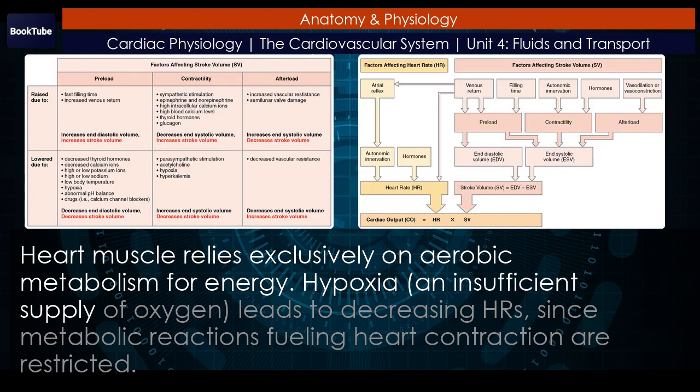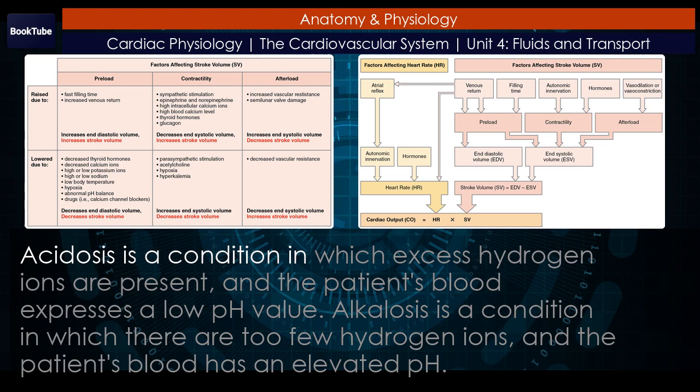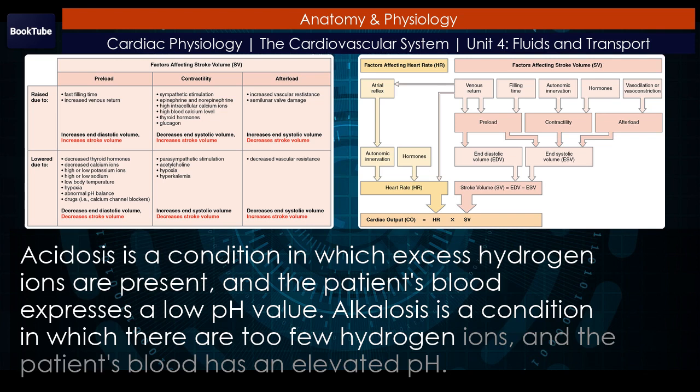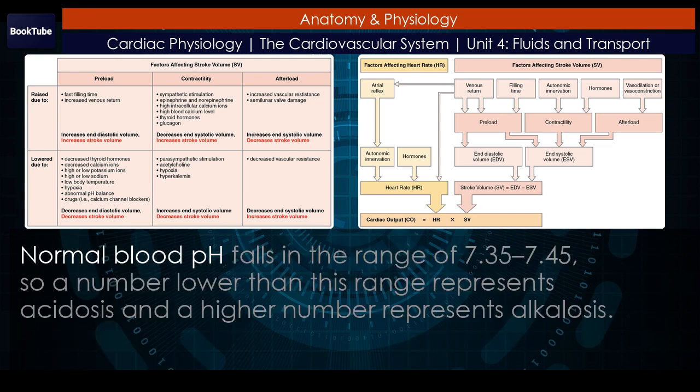Hypoxia, an insufficient supply of oxygen, leads to decreasing HRs. Since metabolic reactions fueling heart contraction are restricted, acidosis is a condition in which excess hydrogen ions are present, and the patient's blood expresses a low pH value. Alkalosis is a condition in which there are too few hydrogen ions, and the patient's blood has an elevated pH. Normal blood pH falls in the range of 7.35 to 7.45. So a number lower than this range represents acidosis and a higher number represents alkalosis.